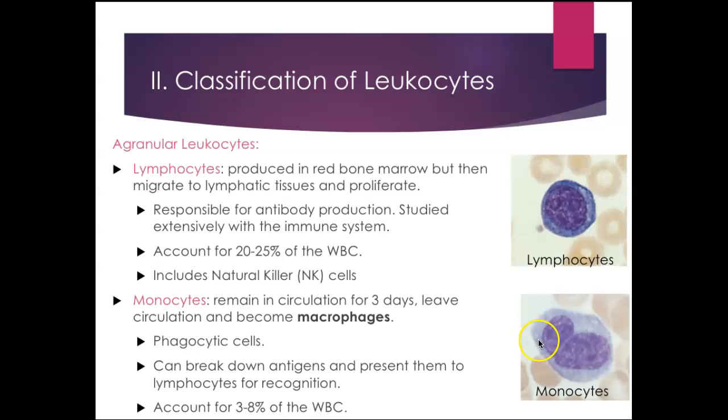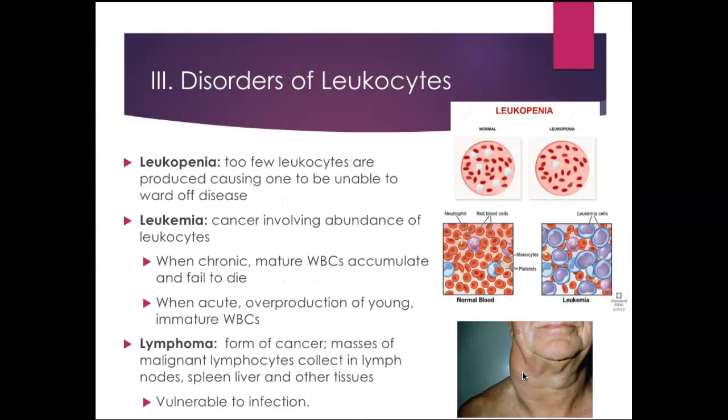They become macrophages. These are going to be phagocytic cells and help break down antigens and present them to our lymphocytes so that they can recognize them, and if they're foreign, kind of launch an immune attack. Our monocytes are going to account for 3 to 8% of all of our white blood cells.